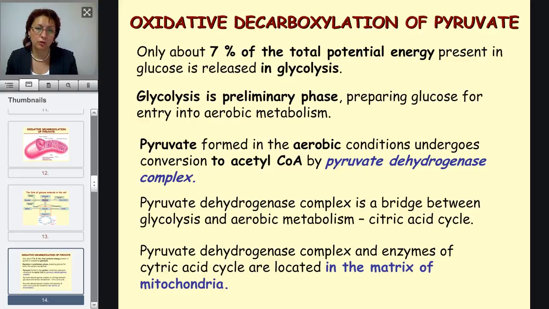Oxidative decarboxylation of pyruvate. Only about 7% of the total potential energy present in glucose is released by glycolysis. Glycolysis is a preliminary phase preparing glucose for entry into aerobic metabolism. Pyruvate formed in aerobic conditions undergoes conversion to acetyl-CoA by the pyruvate dehydrogenase complex. The pyruvate dehydrogenase complex is the bridge between glycolysis and aerobic metabolism, the citric acid cycle. The pyruvate dehydrogenase complex and enzymes of the citric acid cycle are located in the matrix of mitochondria.